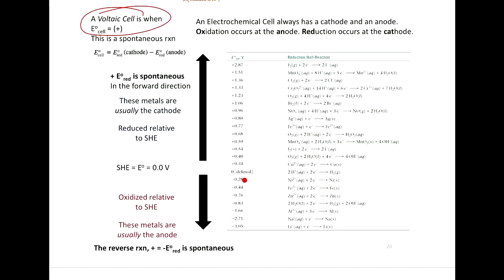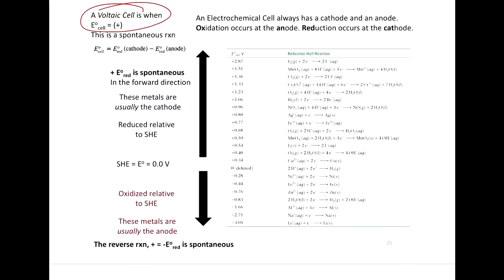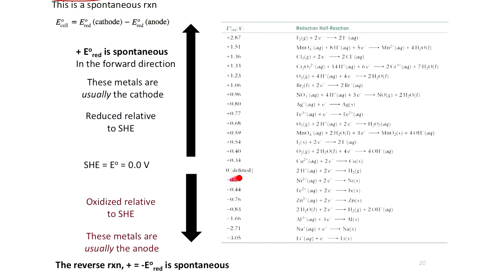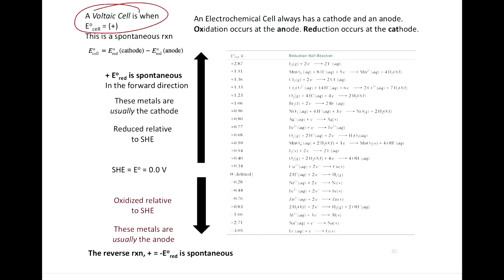But if you flip a redox reaction, kind of like Hess's law a little bit, for example, this nickel reaction, if you flip this reduction nickel reaction, it then becomes an oxidation reaction. So instead, you can think, oh, for these substances down here, reduction is not very favored, oxidation is favored instead. The reverse of the reaction is favored for these metals that are below hydrogen in this table. So you can think, okay, these substances with negative reduction potentials are typically oxidized relative to the standard hydrogen electrode. These metals are usually the anode.